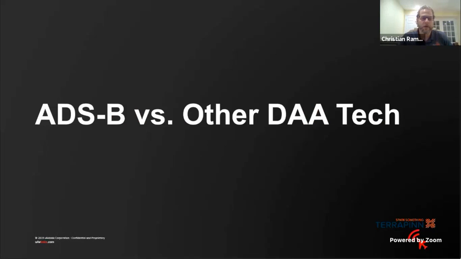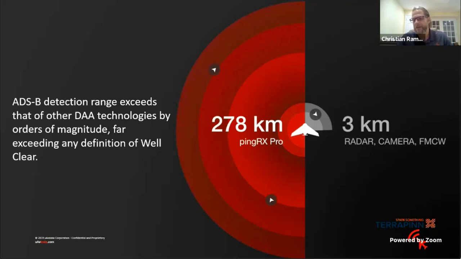So a little bit of a comparison section here of ADS-B versus other DAA technologies. There's a lot of technologies being invested in for detect and avoid. The primary concern is detecting aircraft that are non-cooperative or aircraft that do not have ADS-B on board. So ADS-B in itself is not going to be your only detect and avoid technology. You're going to need to combine it with other technologies to detect other aircraft that are not ADS-B equipped out.